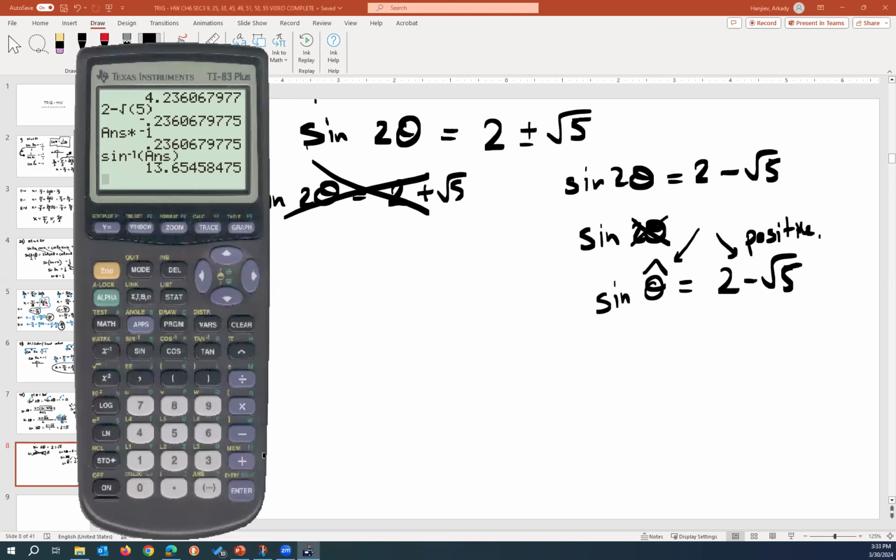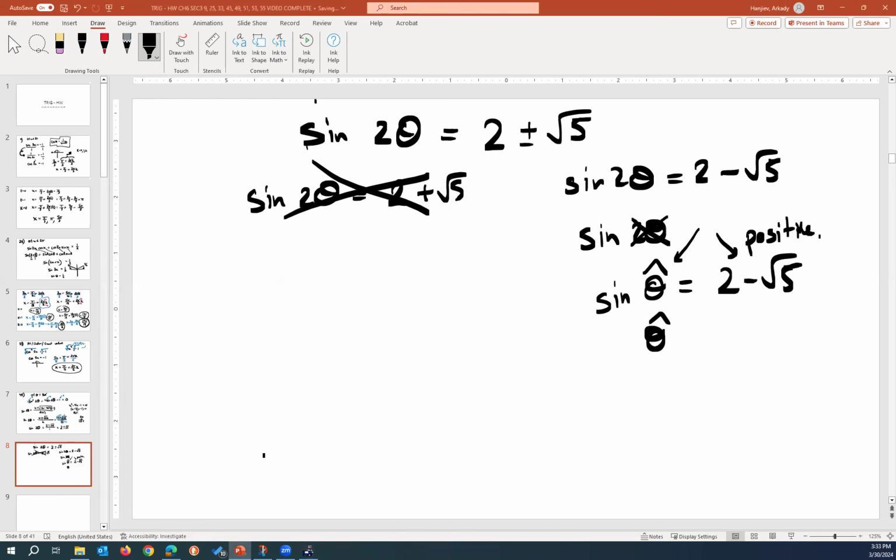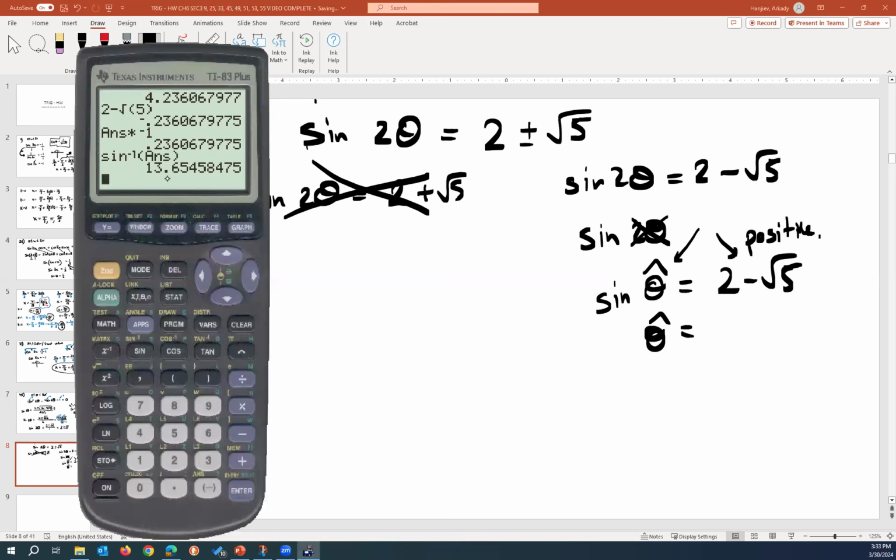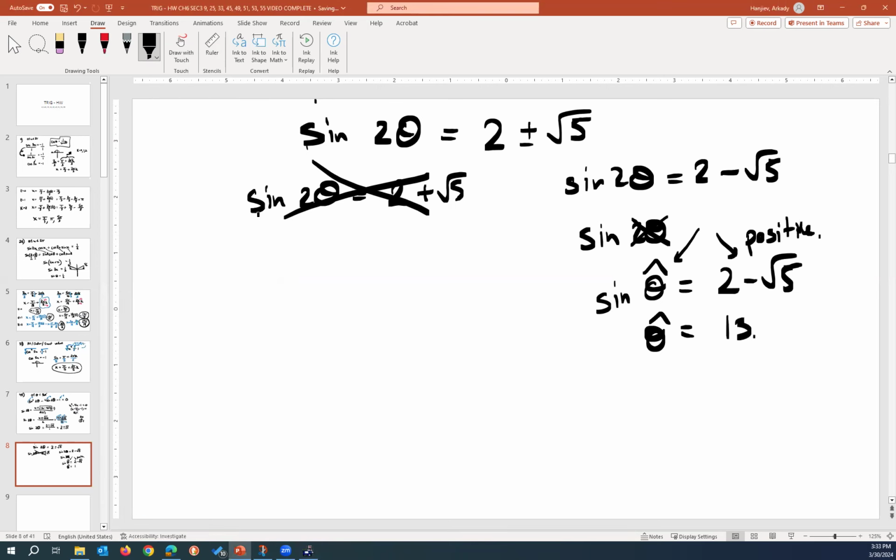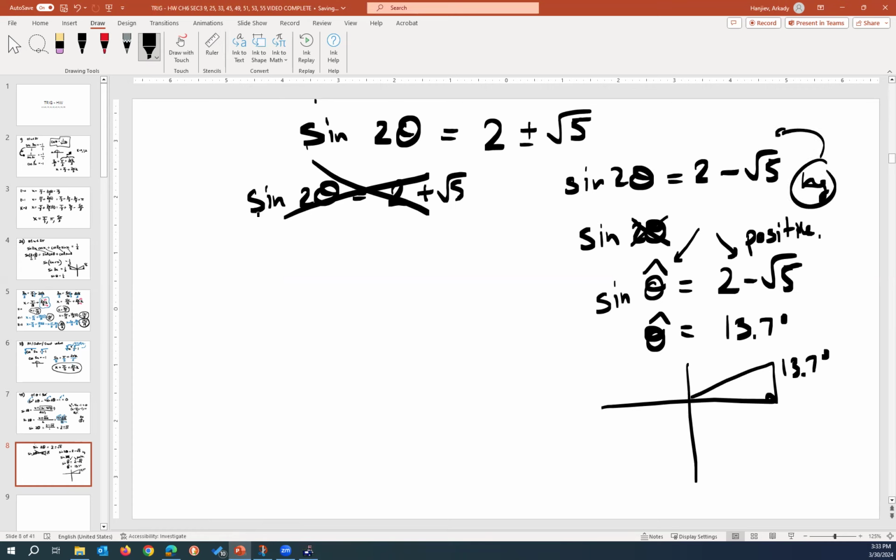There it is. My reference angle is, right on the border here, 13.7. I'm going to go 13.7 degrees. So now I have an angle measurement. My reference angle is 13.7 degrees, but what I'm looking for is a negative sine value. The only time I can have a negative sine value is if they're below the x-axis. So I'm looking for an angle measurement here and here.